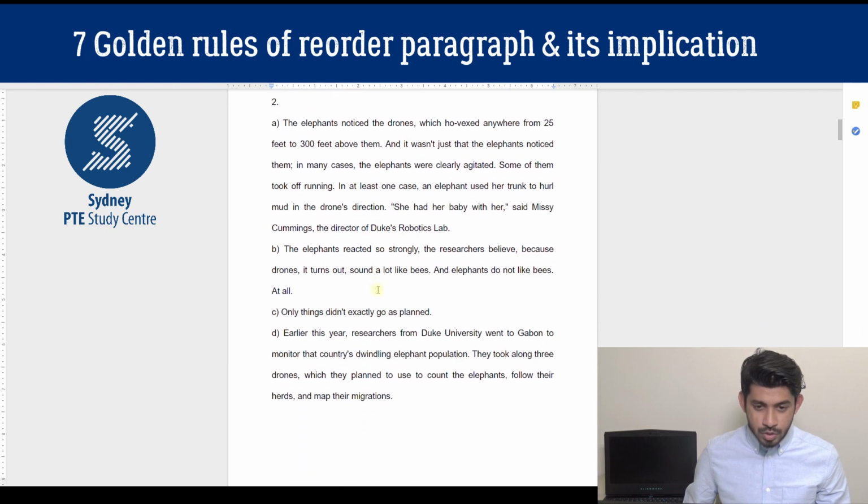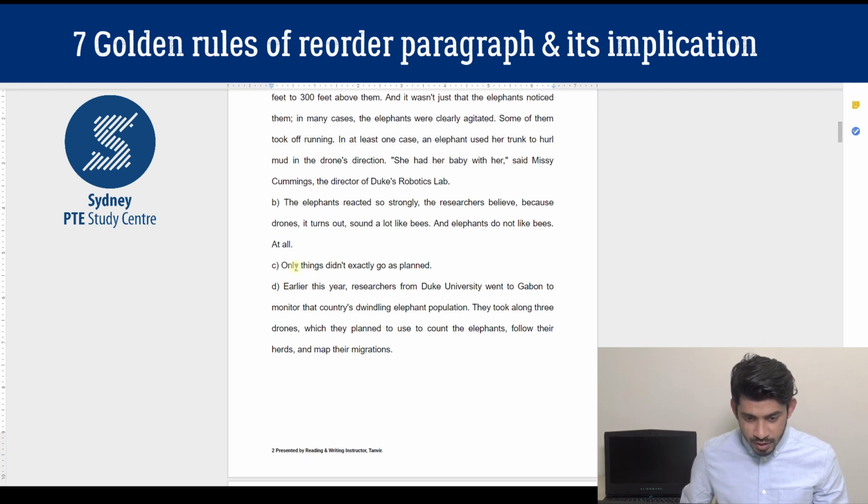Now let's start number 2. The elephants notice the drones. That means obviously something happened before, so maybe someone came with drones to the elephants. Number B says the elephants reacted so strongly. Obviously it's a sequence of events. They noticed the drones, then they reacted. Alright, number C says only things didn't exactly go as planned. That means somebody planned something, right?